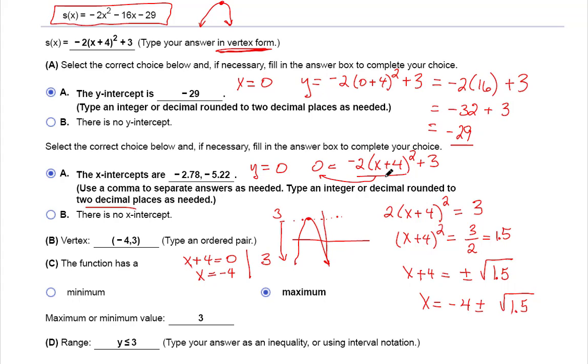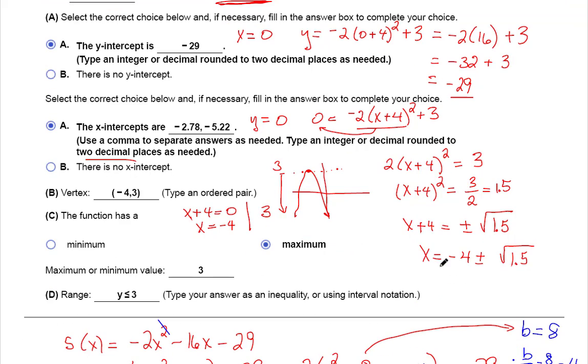Let's do that. I'm going to move the negative part. Yep, did that. I divide by 3. And now in this case, I'm going to go ahead and make it into a decimal. Why? Well, because they wanted my answers in a decimal form, so I don't need to keep fractions. Alright, so that gives me x plus 4 is plus or minus the square root of 1.5.